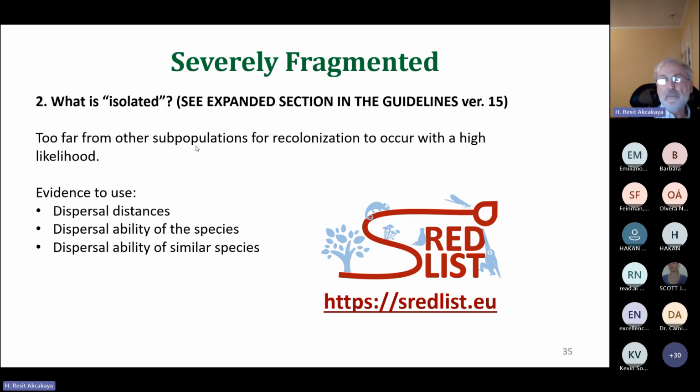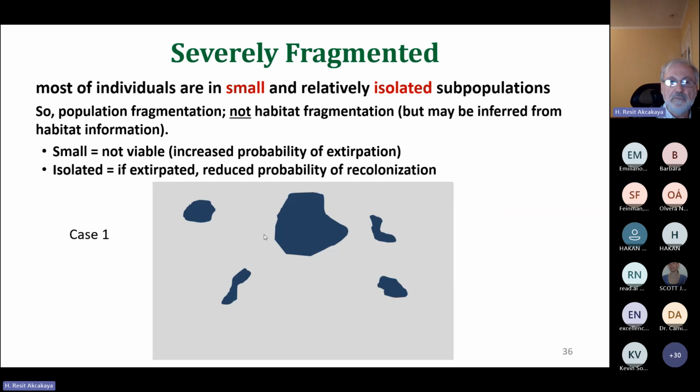Now, I want to give a few examples because, as I said, this is frequently misunderstood and misapplied. So here's a case. Again, this text here is to just remind you what the definitions are, right? So we have a map. This is obviously a map of habitat fragmentation, but we cannot judge based on that whether it is severely fragmented or not, because we don't know anything about population. So this is only habitat fragmentation. So you have to say in this case, severely fragmented is unknown.